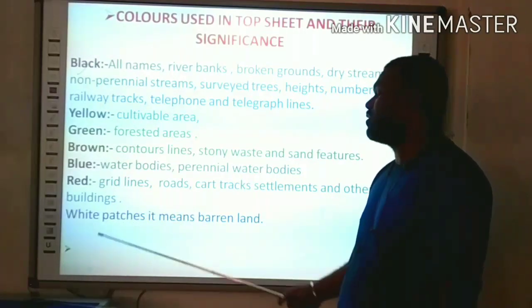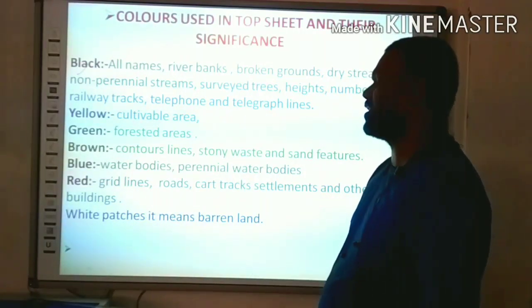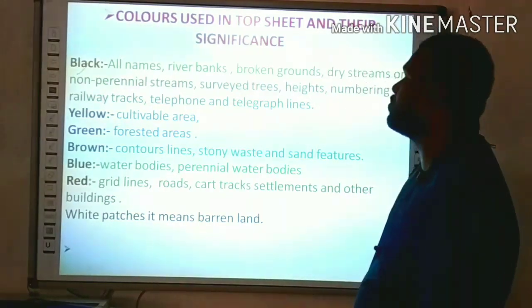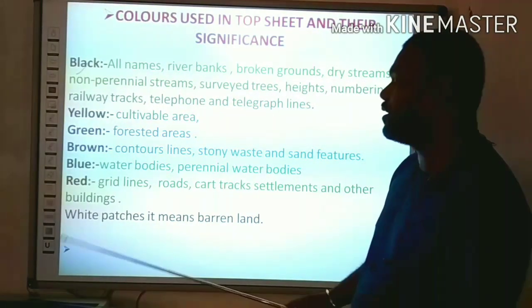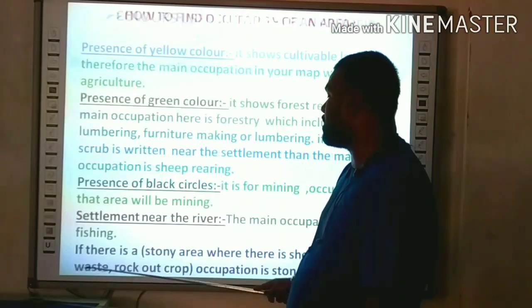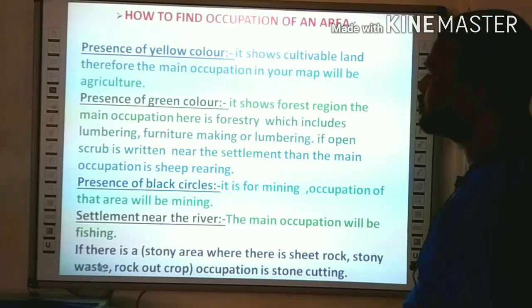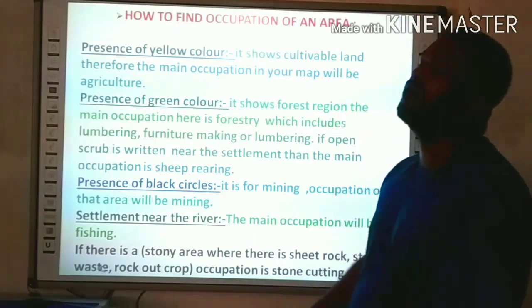And in some maps you will find some white patches. What does it mean? It means barren land. Now let us see how to find the occupation of a given map or a given area.